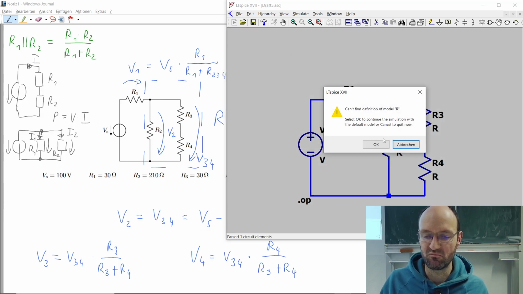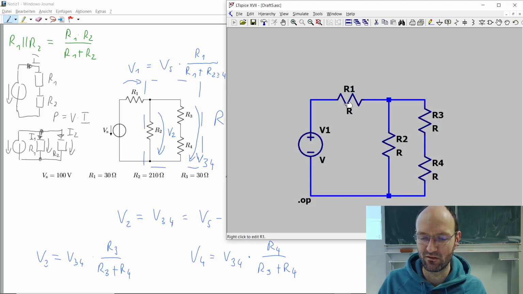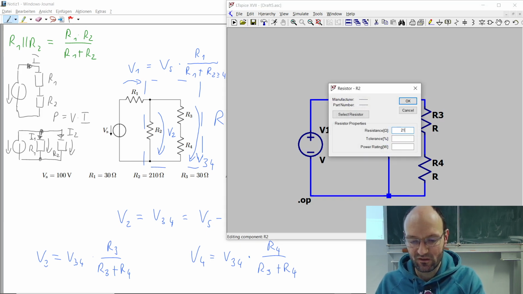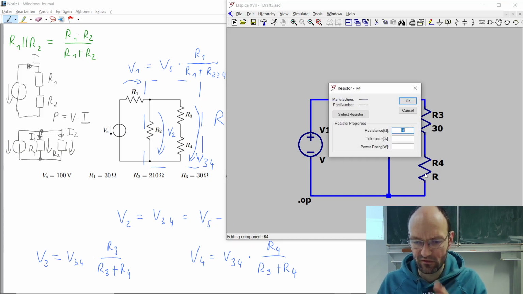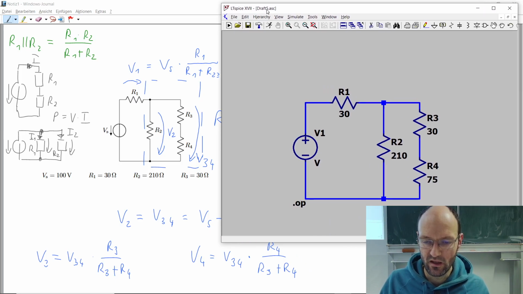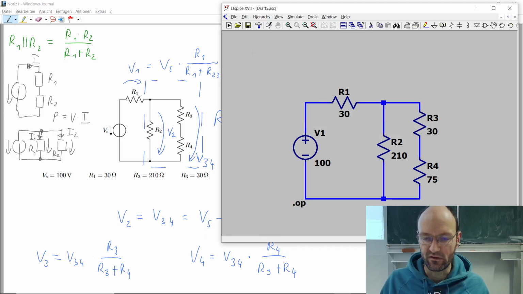Okay, and then it says, unfortunately, I don't know what the R means here. I need to have some values. So we need to give some values. And it gives me also error messages for the other symbols, lots of error messages. So this is 30 ohm, this is 210 ohm, this is another 30, and this is 75, right? What we can see over there. And the source was 100. Okay, so now they all have values.